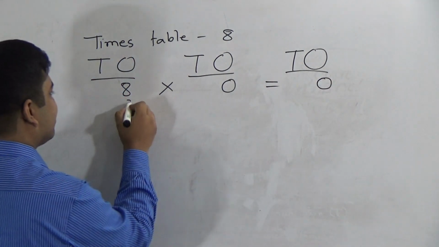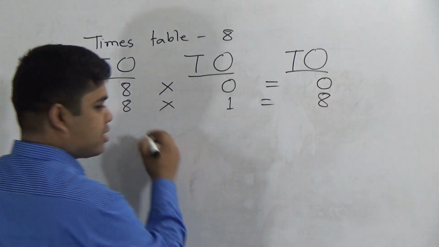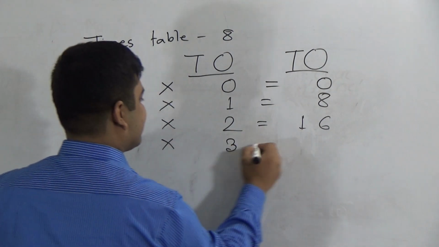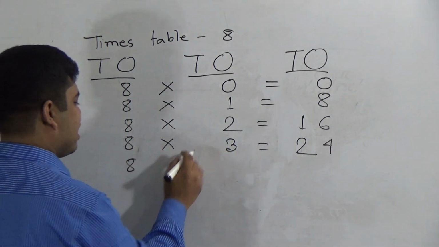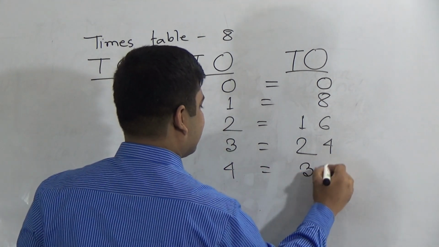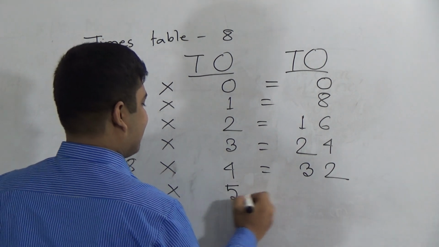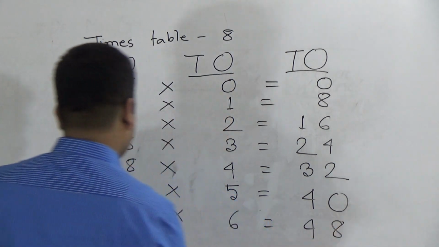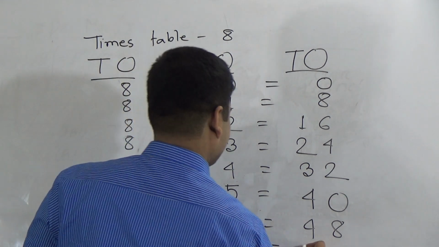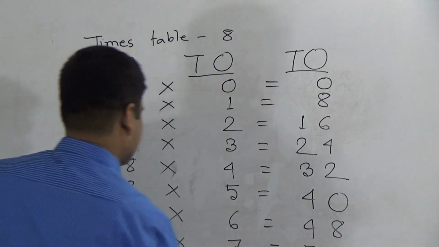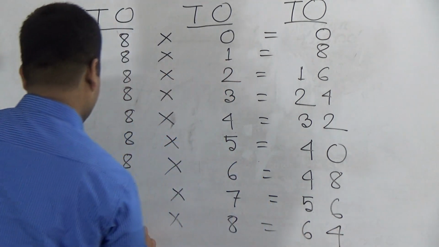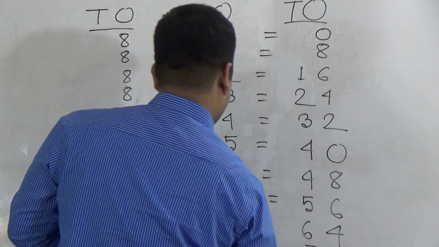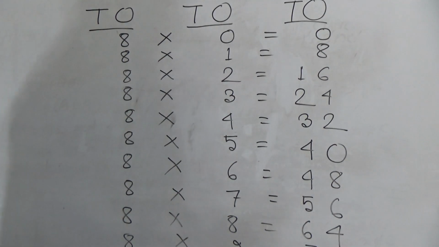8 0 is 0, 8 ones is 8, 8 twos is 16, 8 3s are 24, 8 4s are 32, 8 5s are 40, 8 6s are 48, 8 7s are 56, 8 8s are 64, 8 9s are 72, and 8 10s are what? 8 10s are 80. So my dear students, this is our today's times table.